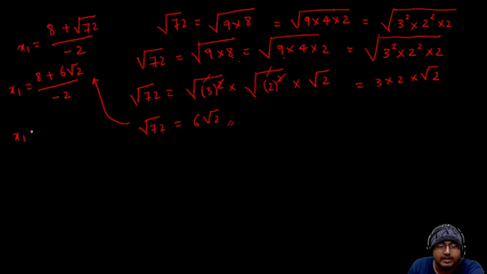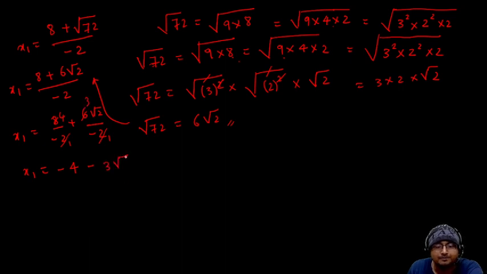So x1 can be written as 8 by minus 2 plus 6 root 2 divided by minus 2. 8 divided by minus 2: 2 fours are 8, so it will become minus 4. And 6 root 2 by minus 2: 2 threes are 6, so it will become minus 3 root 2.